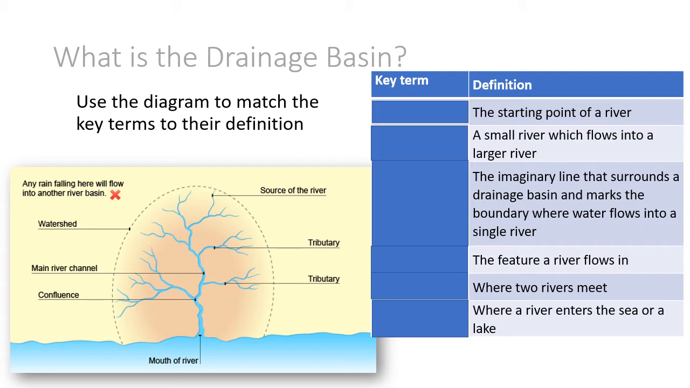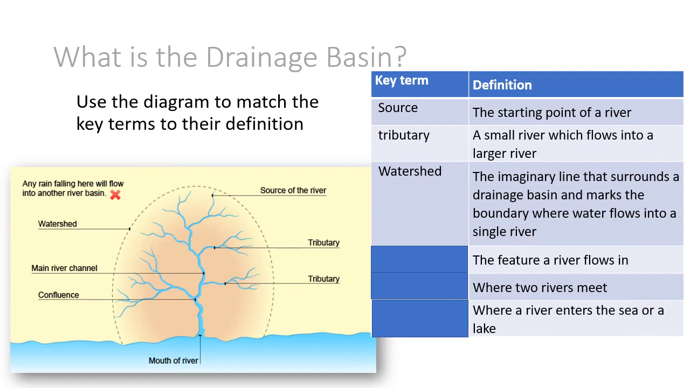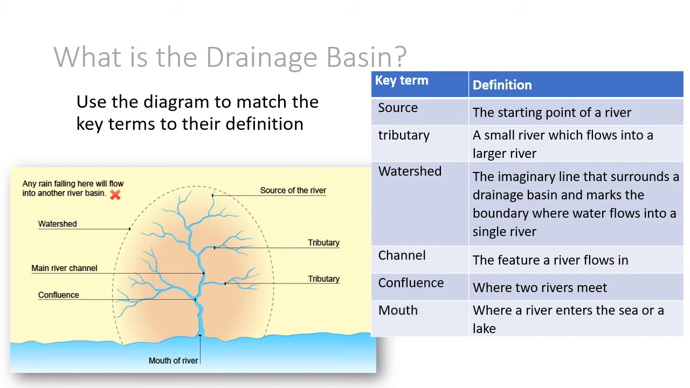Okay, so let's go through them. Well, number one, the starting point of a river. Remember, that's what we call the source. A small river that flows into a larger river, that's what we call a tributary. The line, remember, this is the hardest one to remember, the line around a drainage basin, okay, is the watershed. What the actual river flows in is we call the channel. Where two rivers meet, remember we talked about that, confluence, and where the river enters the sea is the mouth. Okay, so make sure you've got that actually labelled, and that's the key language of a drainage basin done.